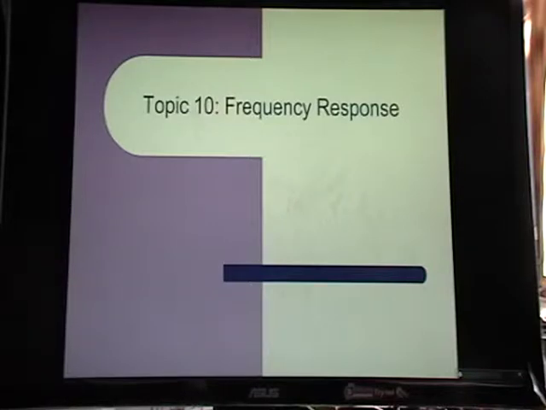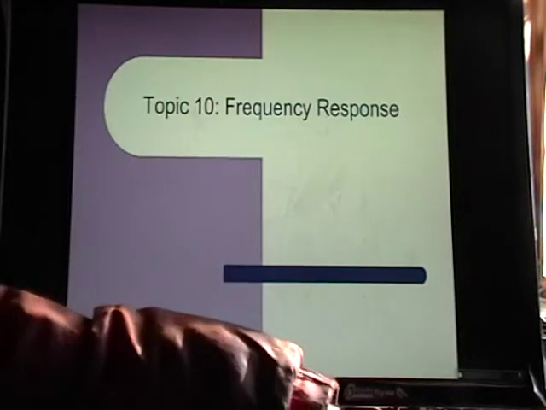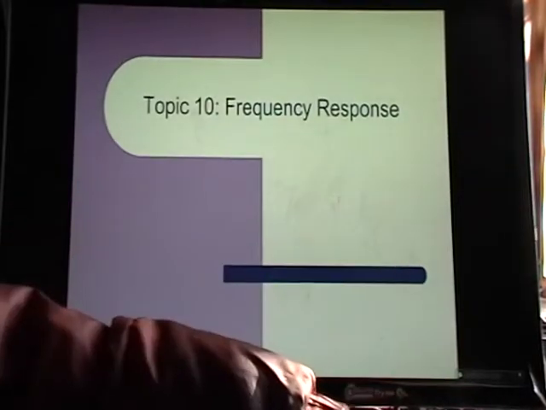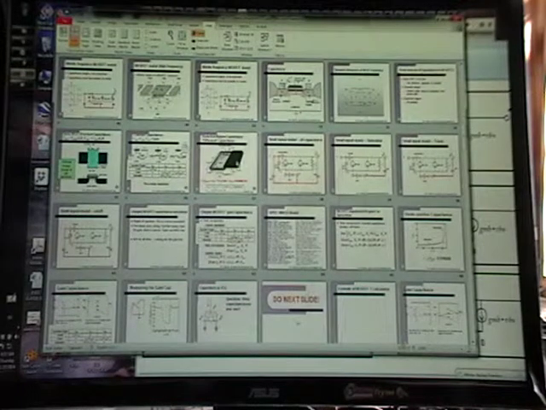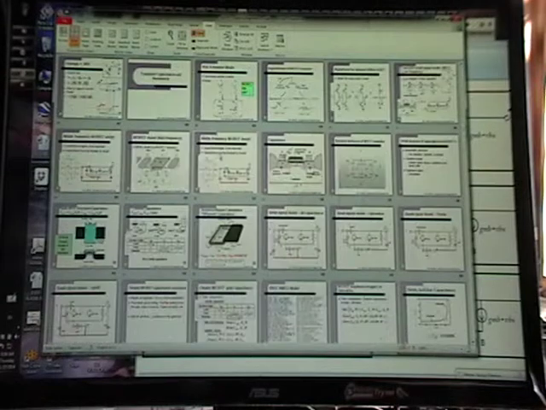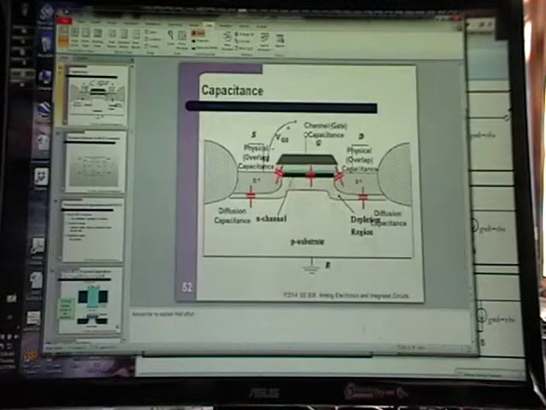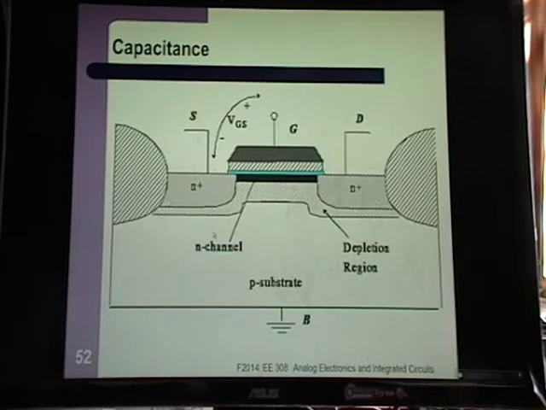And today's topics that I want to talk about in the videos, I divided them up into a couple of different videos, so each one won't be as long. The first one is capacitance, but just a quick review before we do that. We were talking about the capacitance you see on transistors, and we saw a picture of the MOSFET.